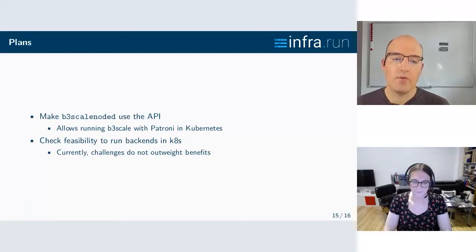And finally, I want to lay out our plans. The node D that runs on the individual BigBlueButton nodes currently connects directly to the database and uses the same locking mechanism that b3scale node D does. We are actually planning to make this use the very same API that everyone else does. And the big plus would be that b3scale then could automatically run in Kubernetes as well, using Patroni as a database entity.